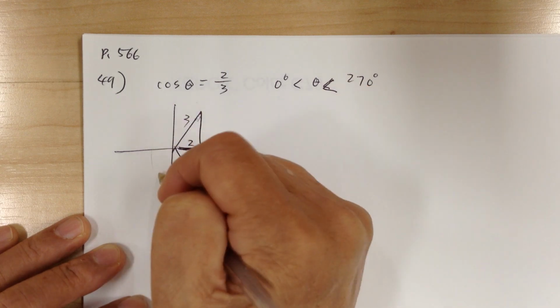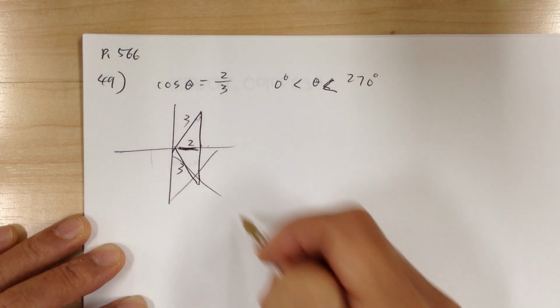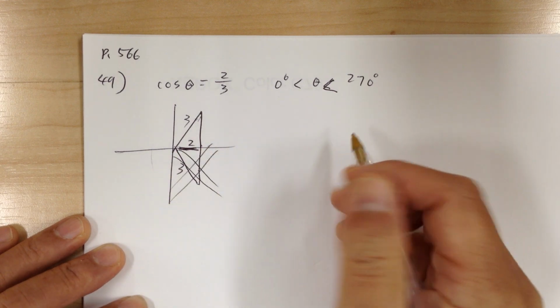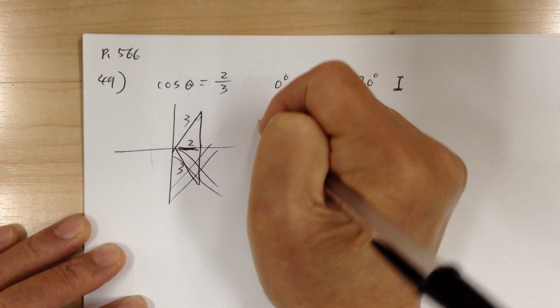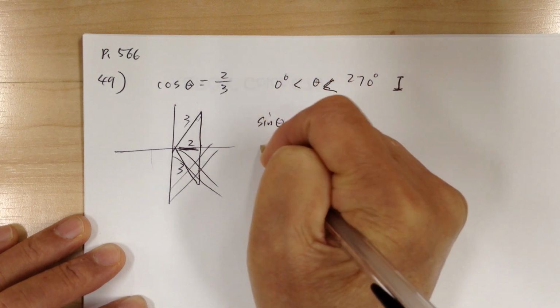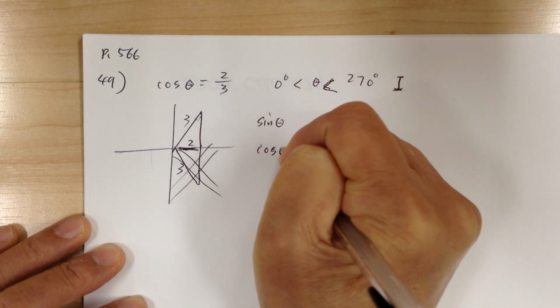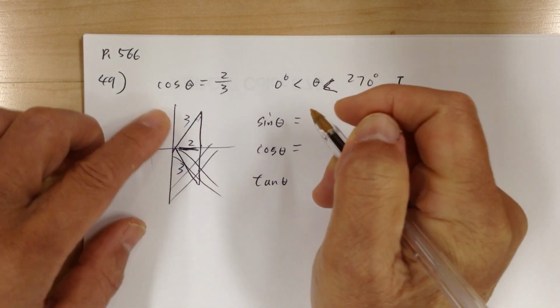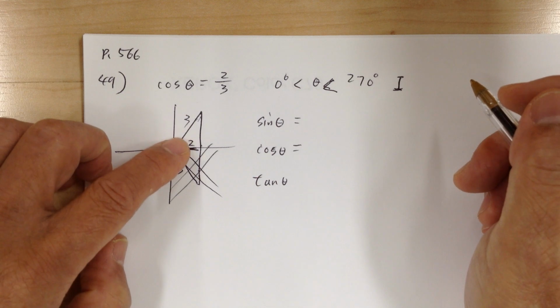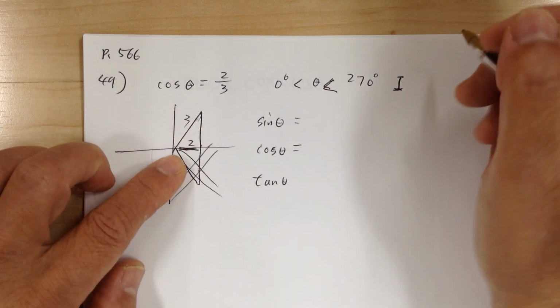Okay, between 0 and 270, this is not it. So this is out. So this would be quadrant 1, and then you get your sine, cosine, tangent. So okay, you have to use the Pythagorean theorem. So let's use a squared plus b squared equals c squared, right?